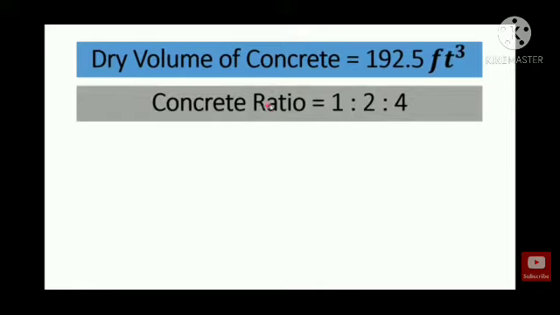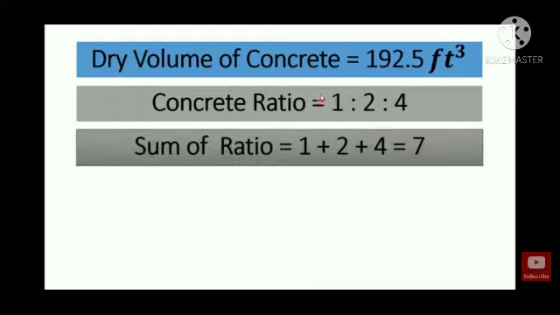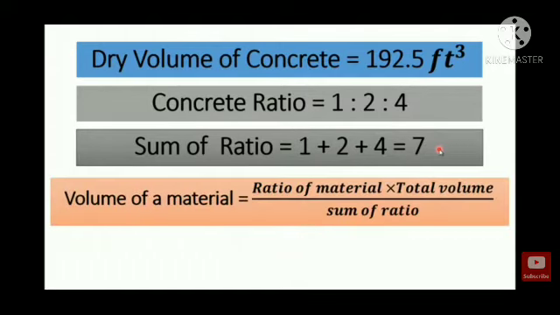Now we need the ratio of concrete. The ratio is 1:2:4. Sum of ratio equals 1 plus 2 plus 4 equals 7. Now we can calculate volume of material equals ratio of material into total volume of concrete divided by sum of ratio.